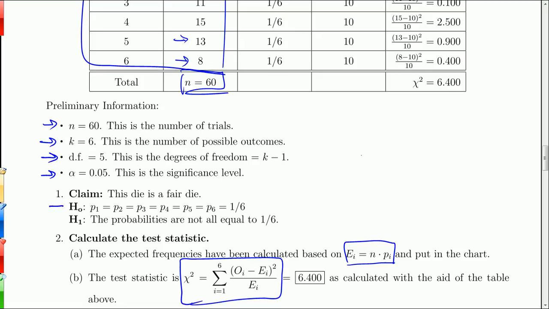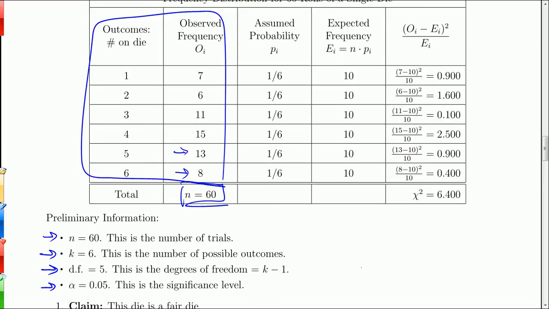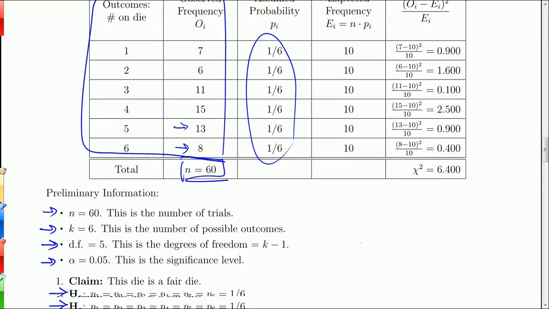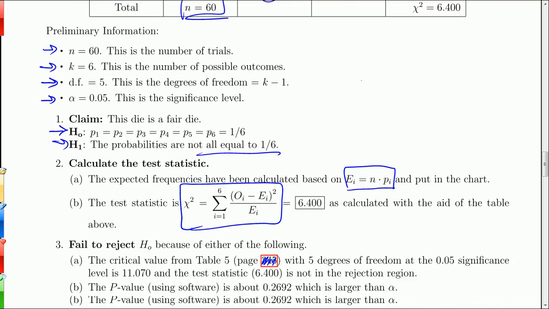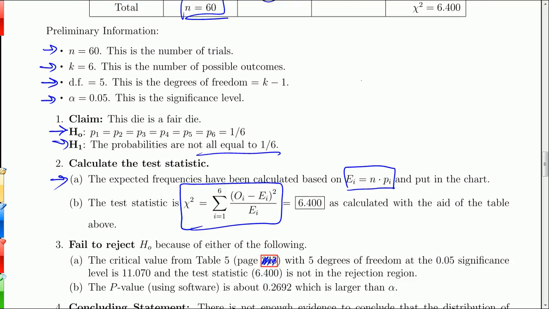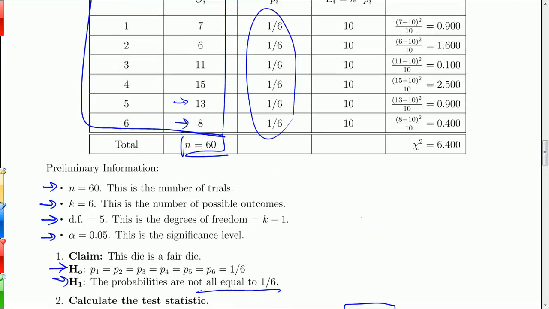Now, regardless of my claim, my null hypothesis is always that P1 equals P2 equals P3 and so on are all the same, or that we have some prescribed, predetermined probabilities. But in this case, we're looking at probabilities that are all the same. So that's our null. And the alternate says the probabilities are not all equal to 1/6. It doesn't say what they are, it just says they're not all equal to 1/6. So we're going to calculate the expected frequencies, and that's going to be in this column.